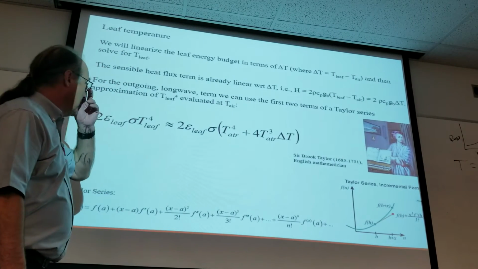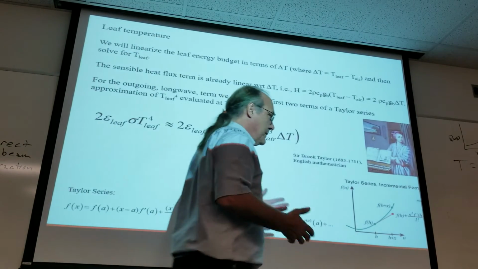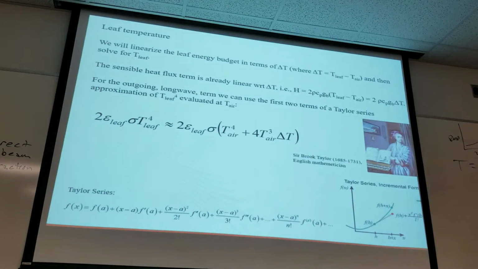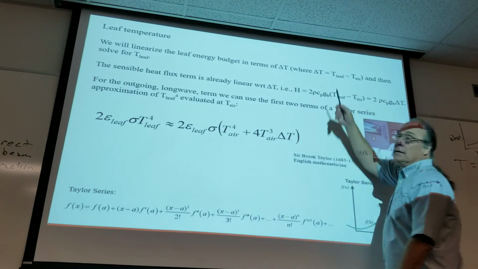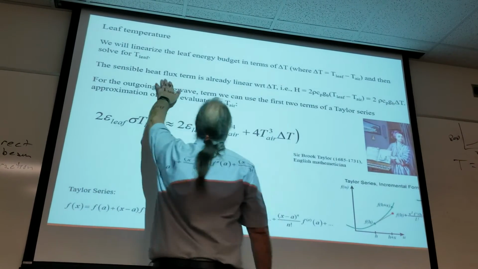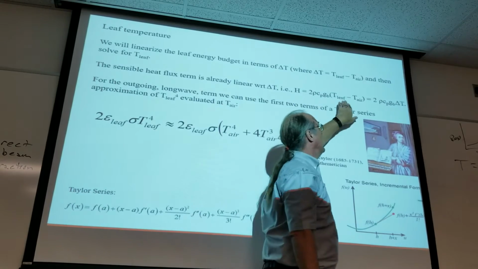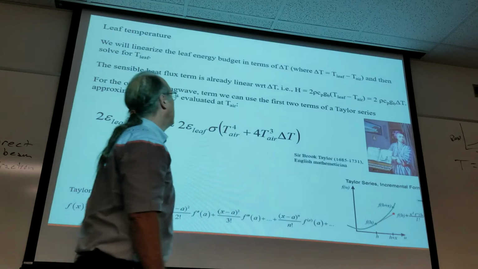So what we need to do is linearize this equation in terms of T leaf, or in terms of delta T, where delta T is T leaf minus T air. Same thing. The sensible heat flux term's already linear, right, as I said. T leaf minus T air, so that's easy. We don't have to do it.